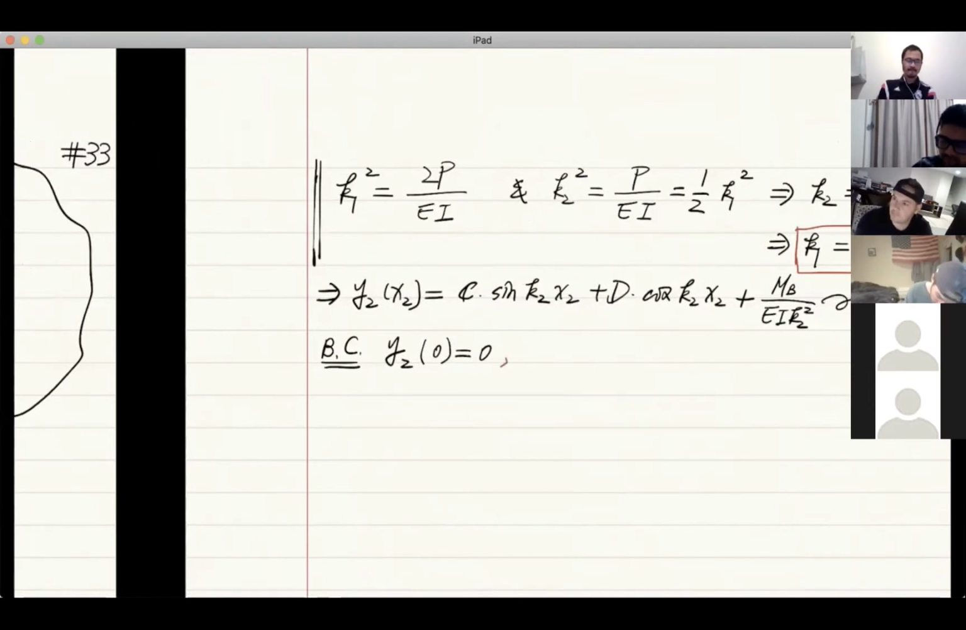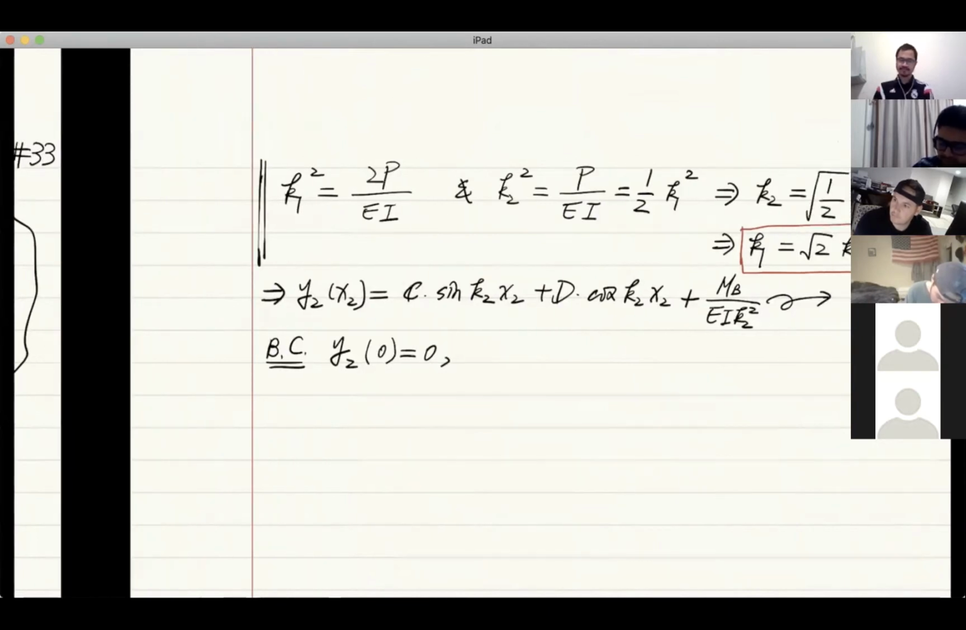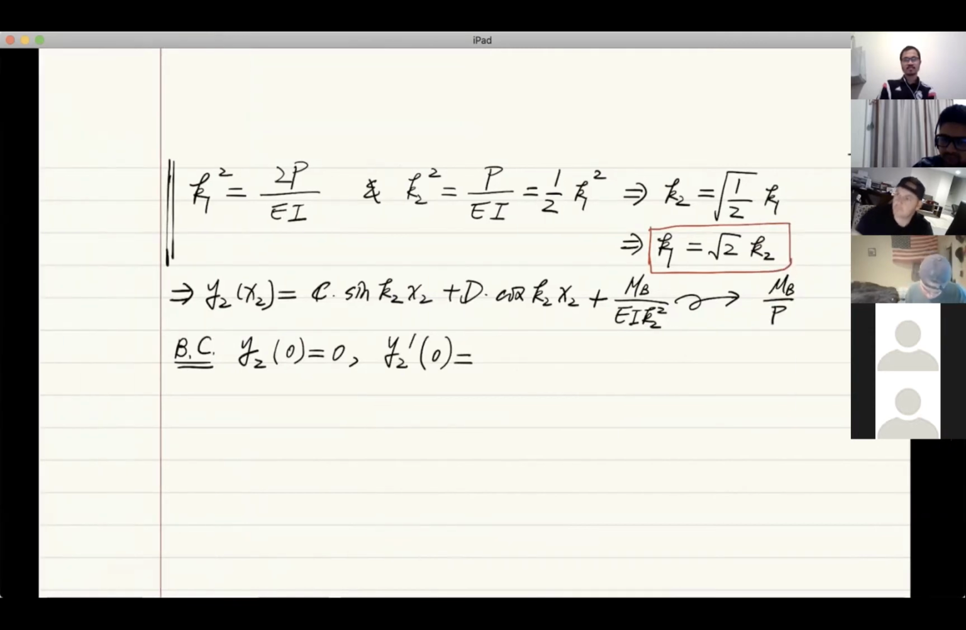Now, what about the slope? What about the slope at the, because we always use the slope condition, right? What about the slope at 0, which is at point B? What is it going to be, the slope at y1 prime at x L over 2? Yes, very good. Thank you.